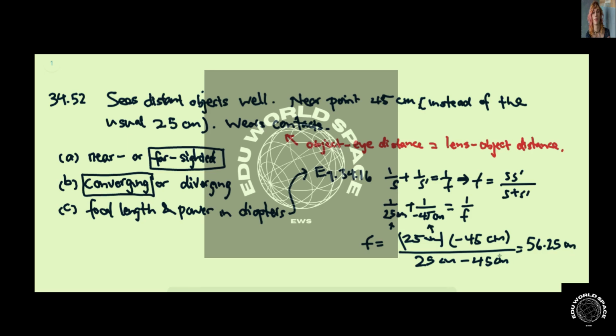centimeters. And let's convert this to meters because we'll need to do that when you measure in diopters. So that is equal to 0.56 meters. Now to convert to diopters, you just take the reciprocal of f in meters. So that is 1 over 0.56 meters, and that is equal to 1.78 diopters.